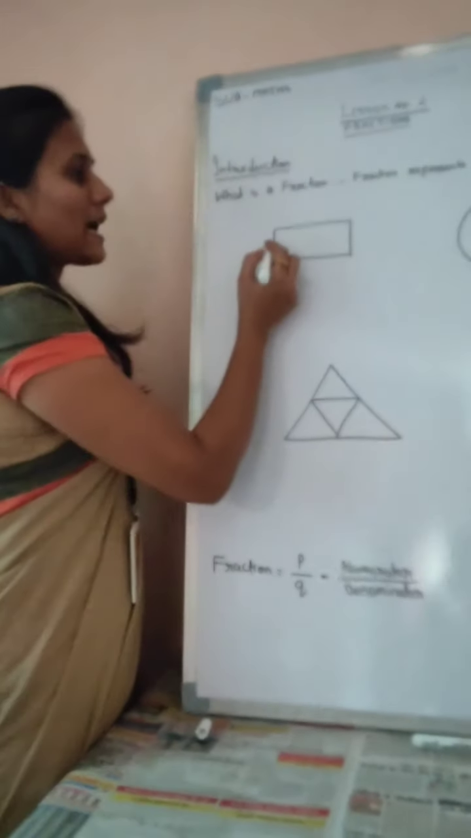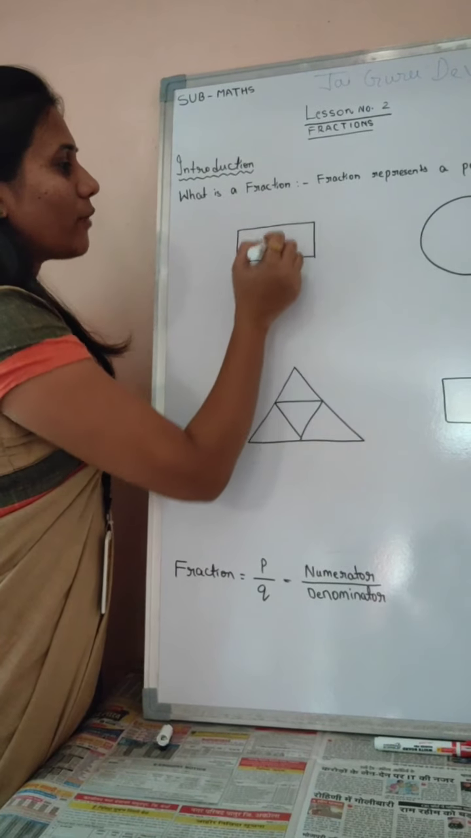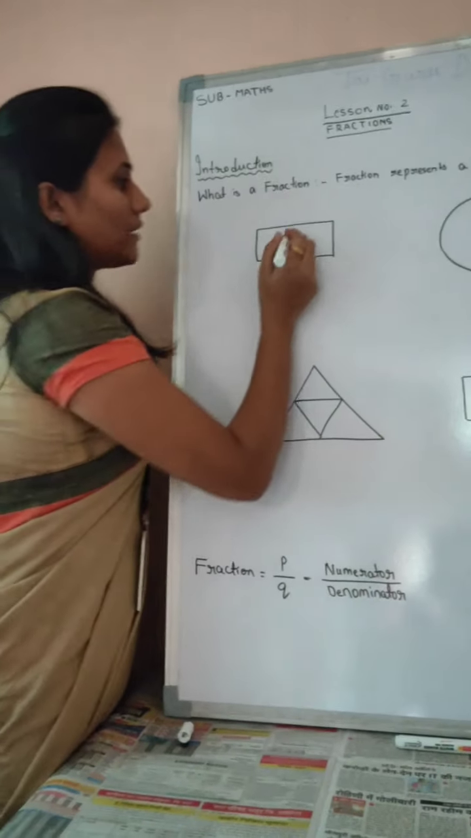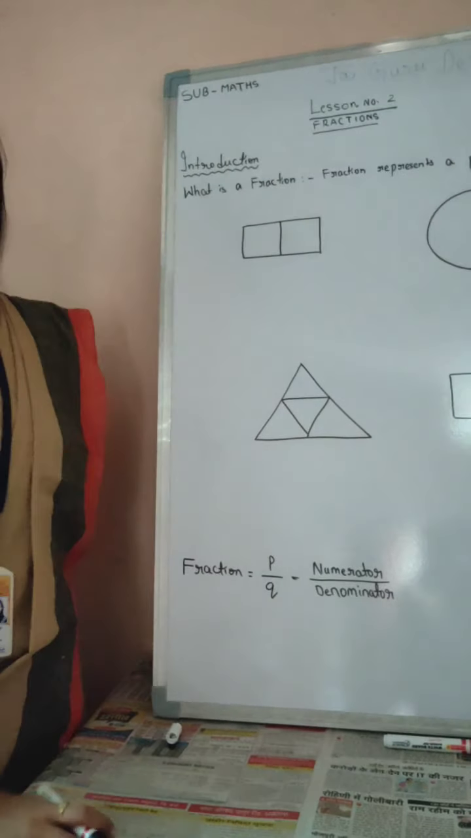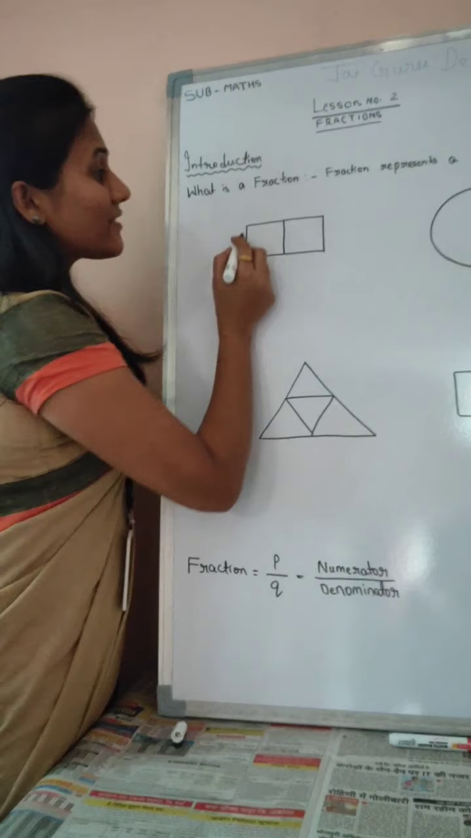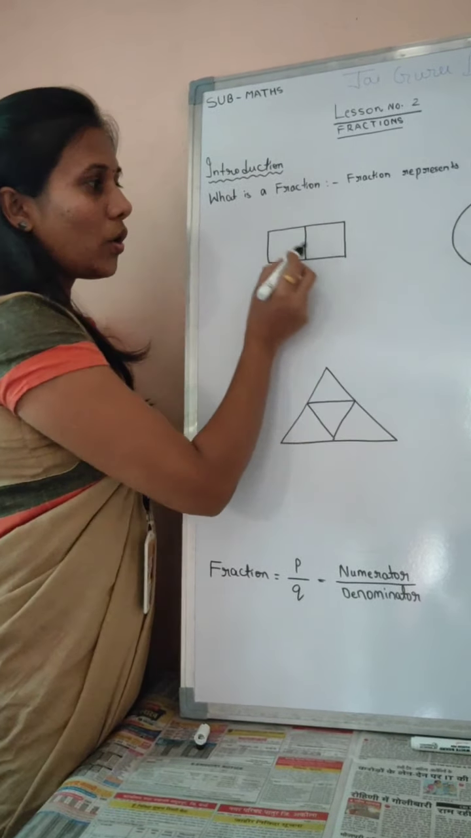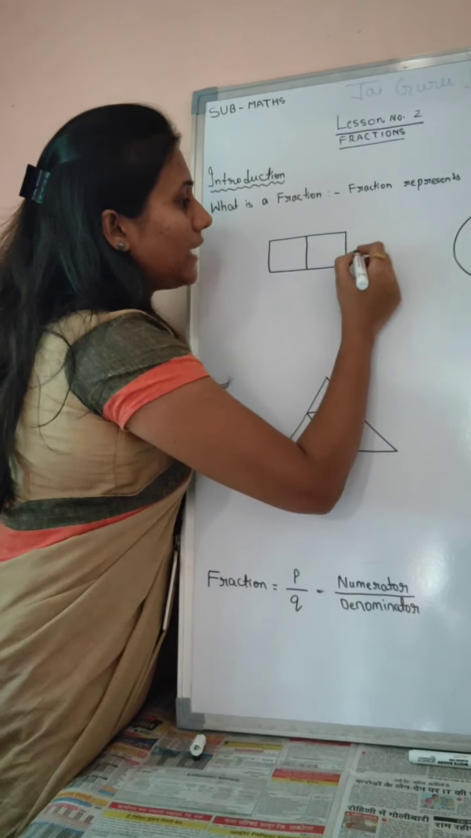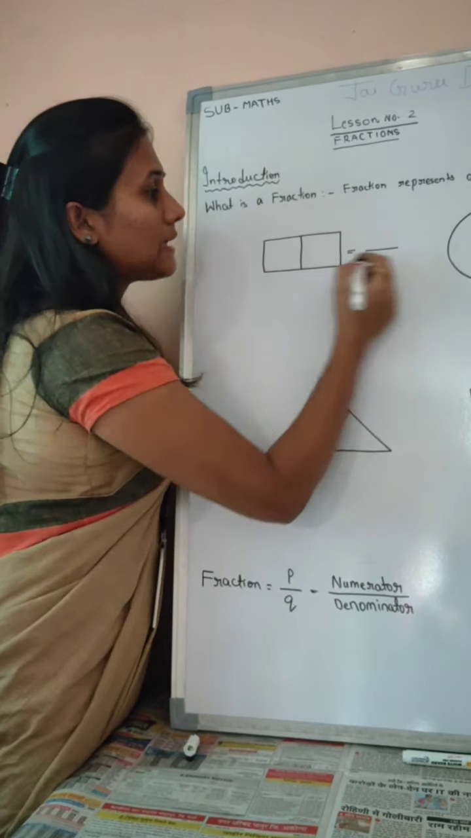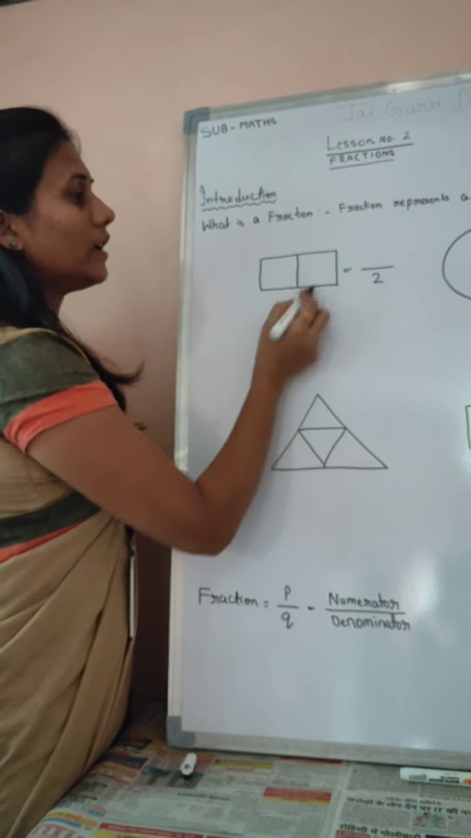So here first I have drawn a rectangle. Now I am going to divide this rectangle into two parts. Suppose I draw a line here, now this rectangle is divided into two parts. So this rectangle is a whole, and this whole is divided into two parts. So we can write that the total number of parts here is 2.